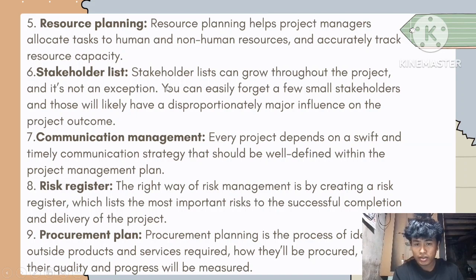Sixth, stakeholder list. The stakeholder list can grow throughout the project, and it's not an exception. You can easily forget a few small stakeholders, and those will likely have a disproportionately major influence on a project outcome. Number 7, communication management. Every project depends on a swift and timely communication strategy that should be well defined within the project management plan.